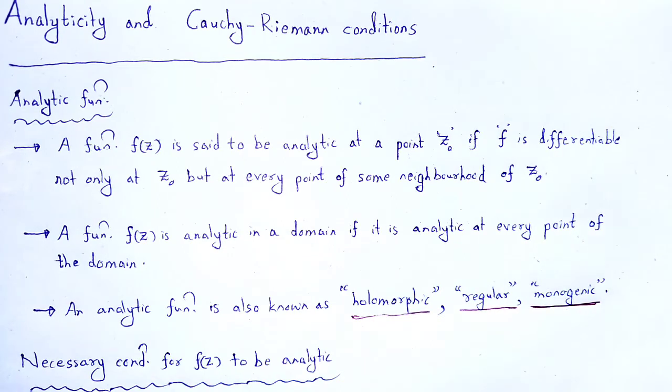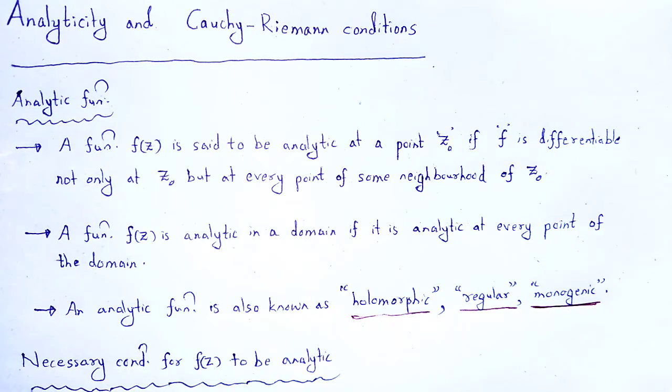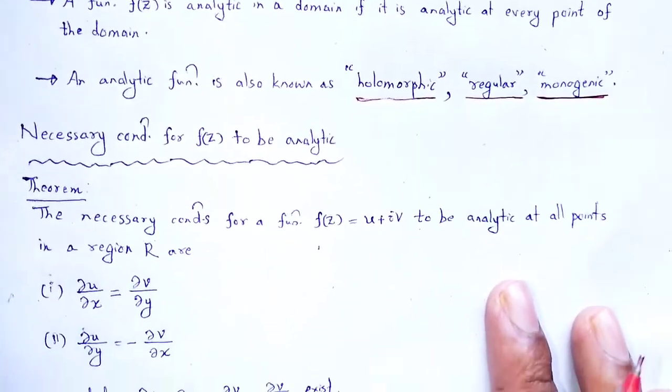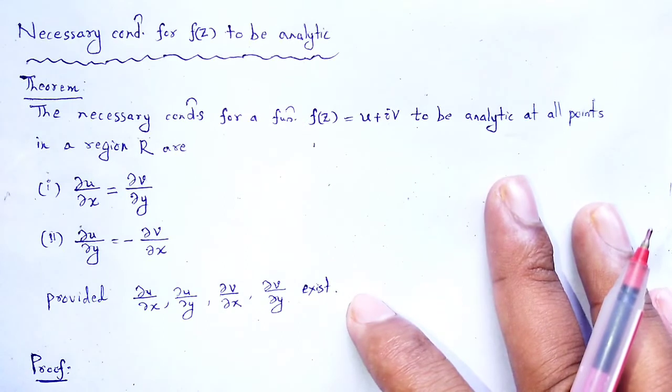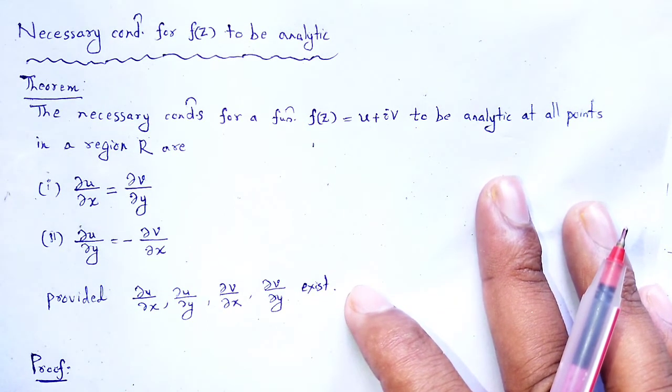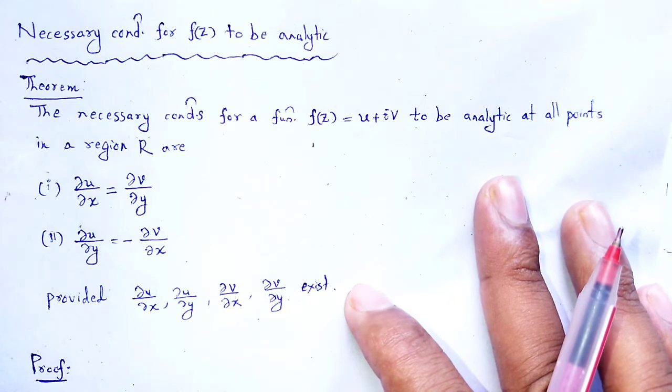Now, we have to study the necessary conditions for a function f(z) to be analytic, and the sufficient conditions for the function to be analytic. First, the necessary conditions: the function must satisfy these conditions, otherwise we can't say that the function is analytic.